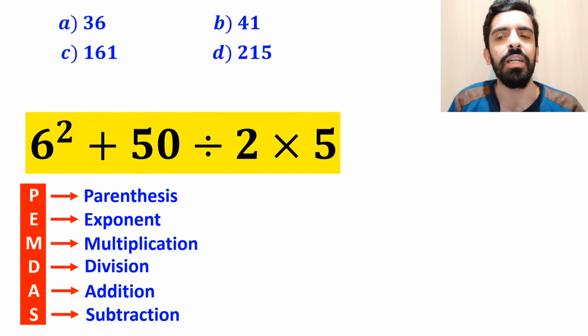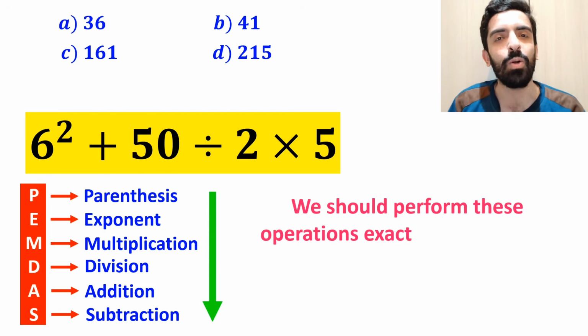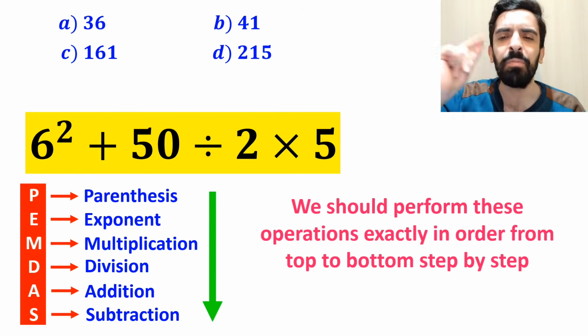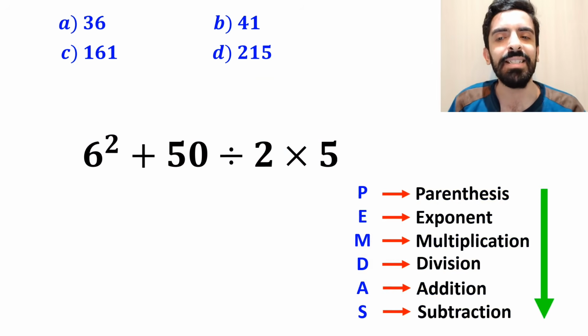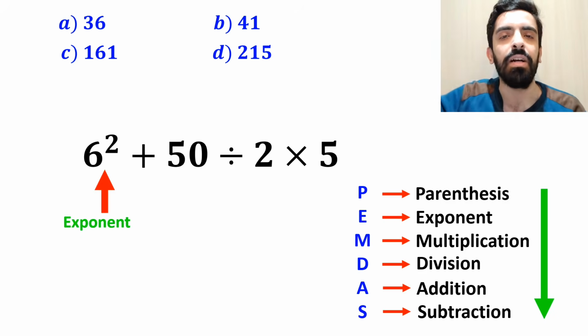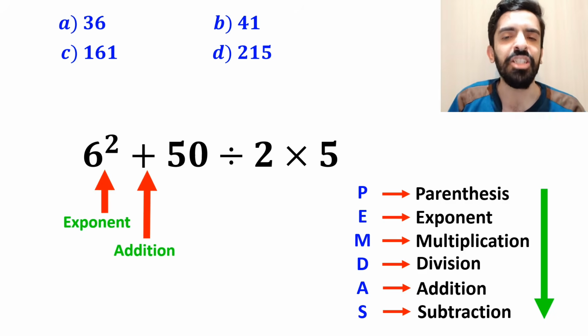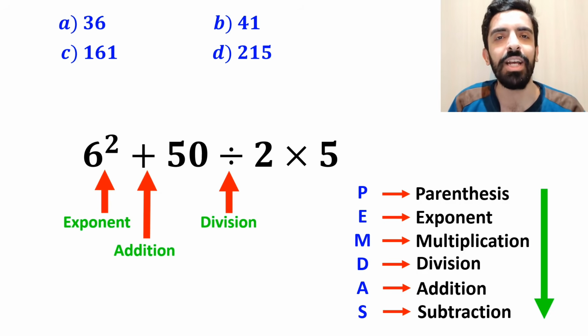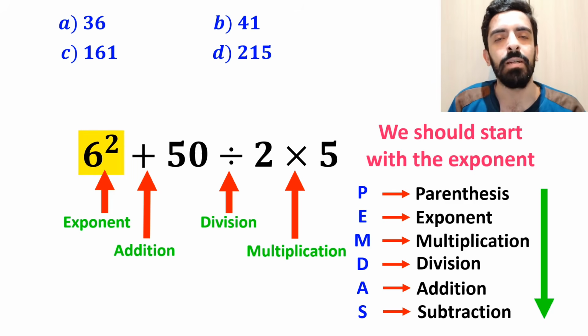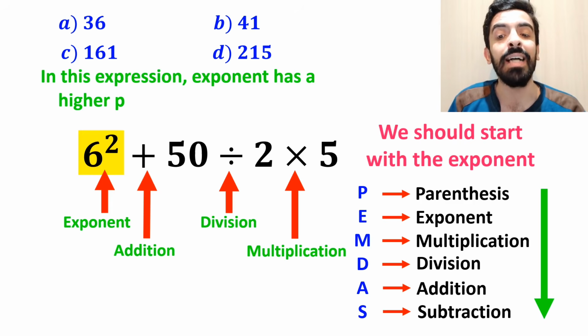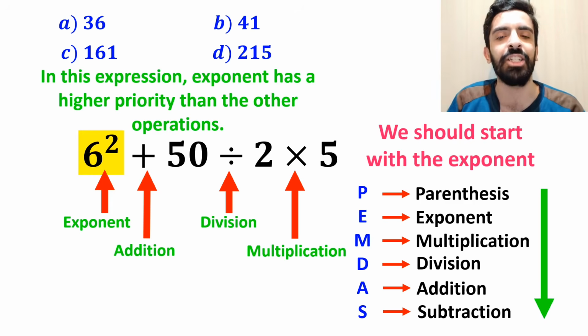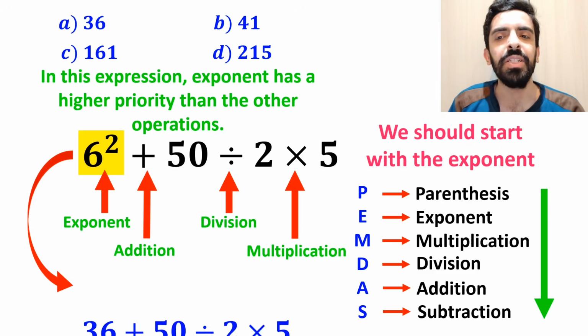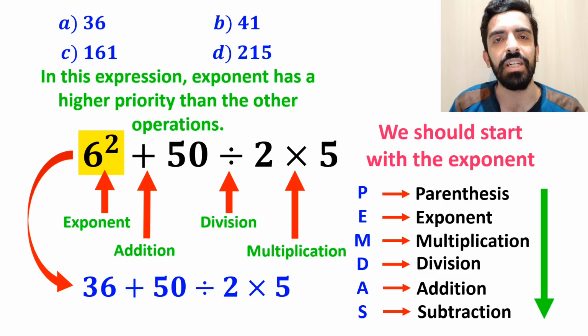To solve this question, we must follow the PEMDAS rule. We should perform these operations exactly in order from top to bottom step by step. Okay, as you can see in the image, in this expression, first we have an exponent, then an addition sign, followed by a division, and finally a multiplication. We should start with the exponent, because in this expression, exponent has a higher priority than the other operations. So, this expression simplifies to 36 plus 50 divided by 2 multiplied by 5.